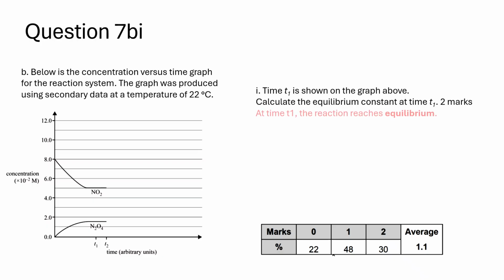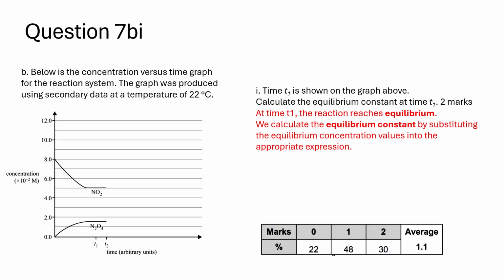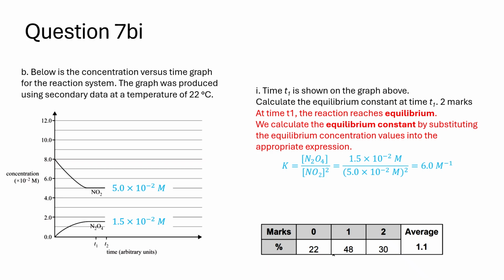At time t1, the reaction reaches equilibrium. We calculate the equilibrium constant by substituting the equilibrium concentration values into the appropriate expression. Remember to include the correct units for the equilibrium constant.